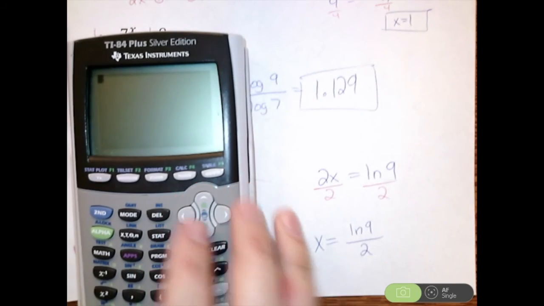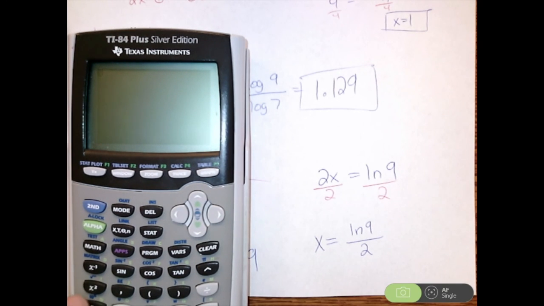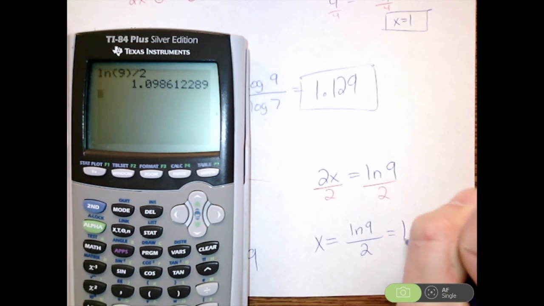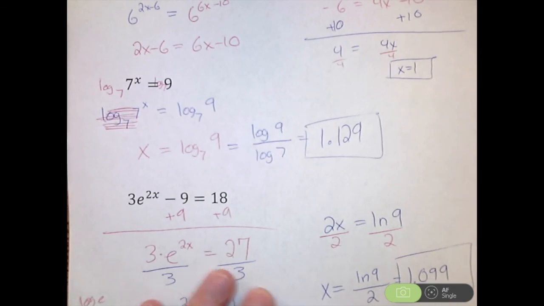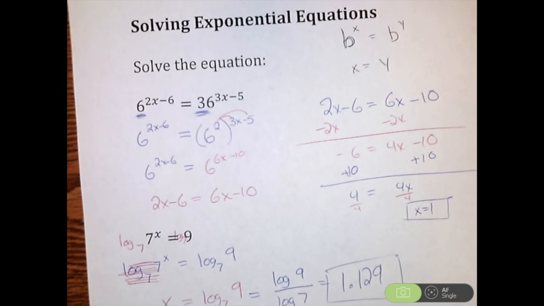So at that point, I got x by itself. Time to use the calculator. So we have natural log of 9 divided by 2, and I get 1.099. So that was a quick review on solving exponential equations.